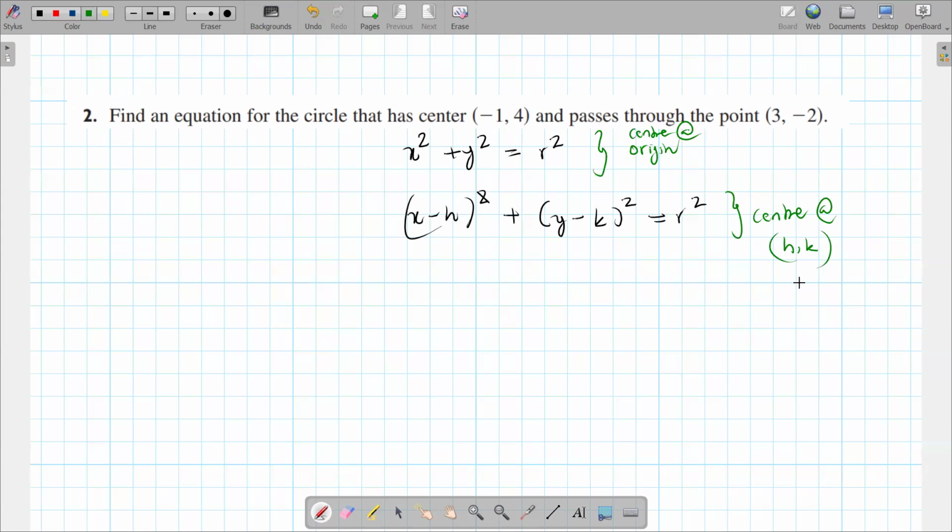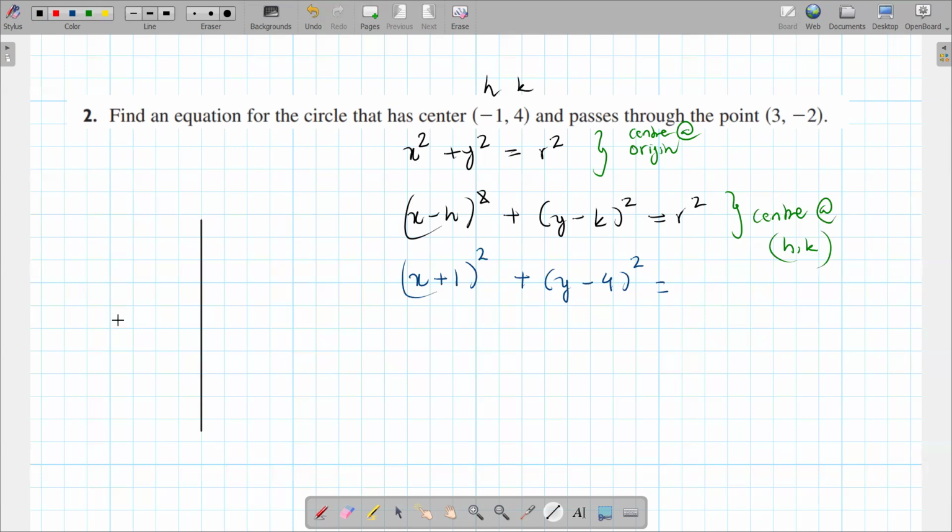In the question, have they given us the center? Yes. So we know h and we know k, so we're going to plug it into this equation. So x plus 1 squared plus y minus 4 squared, okay, equals. Now the only thing we're missing is the radius of the circle.